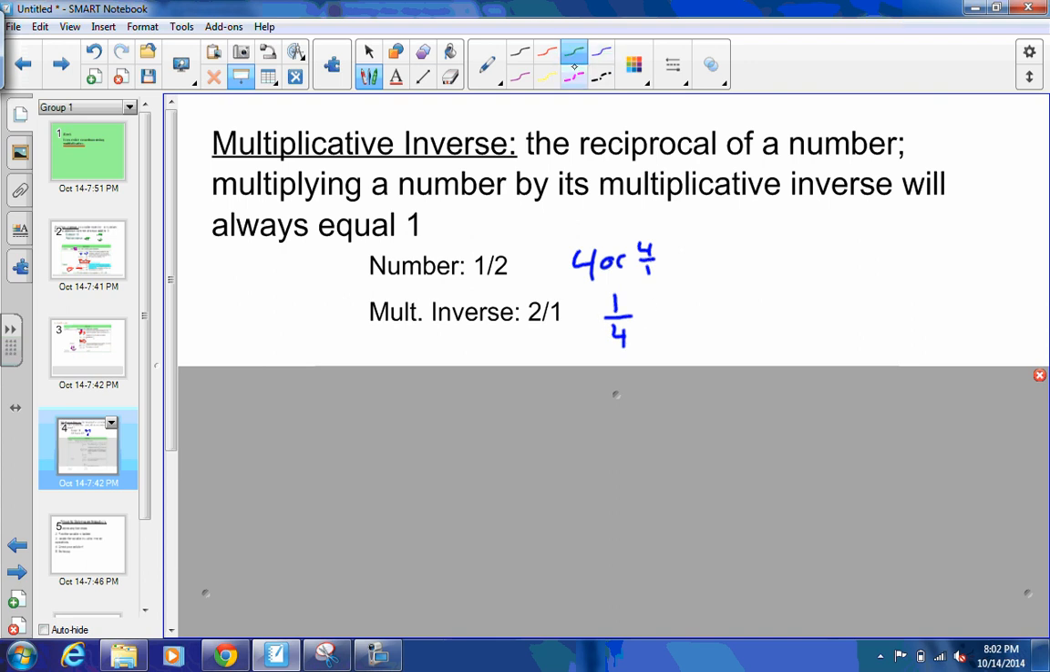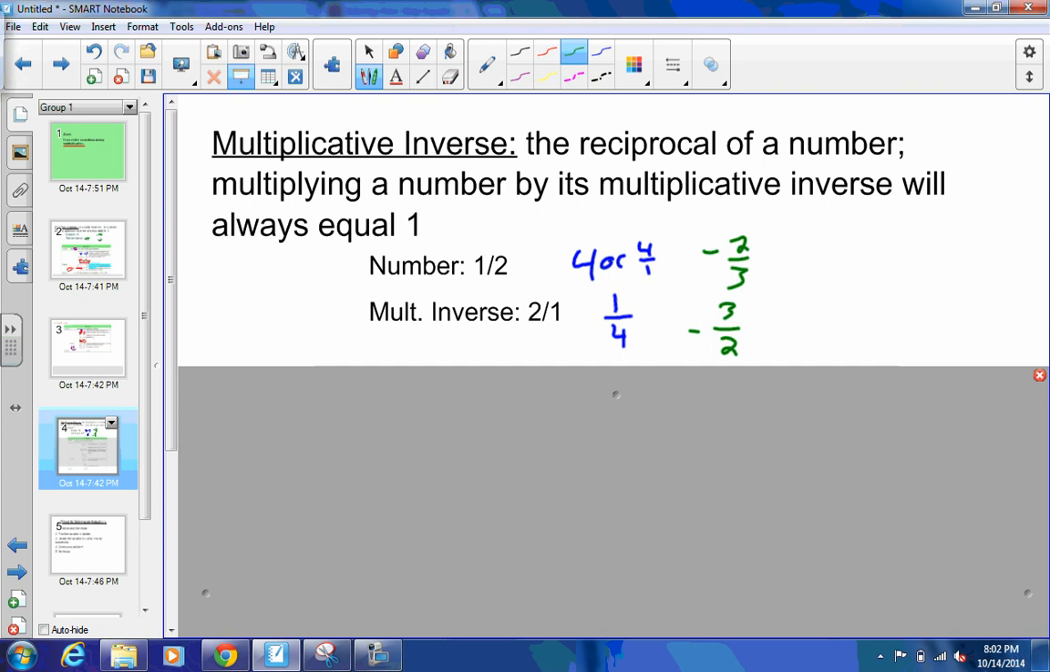Let's try another one in green here. Let's say you're given negative 2/3. Now we know the reciprocal would be 3 over 2, but you still need that negative sign because when you multiply those two together, if you want it to equal 1, it has to be a positive number. It has to be a negative times a negative, because a negative times a positive would get you still a negative answer. So you have to do the total flip and leave that negative sign there.